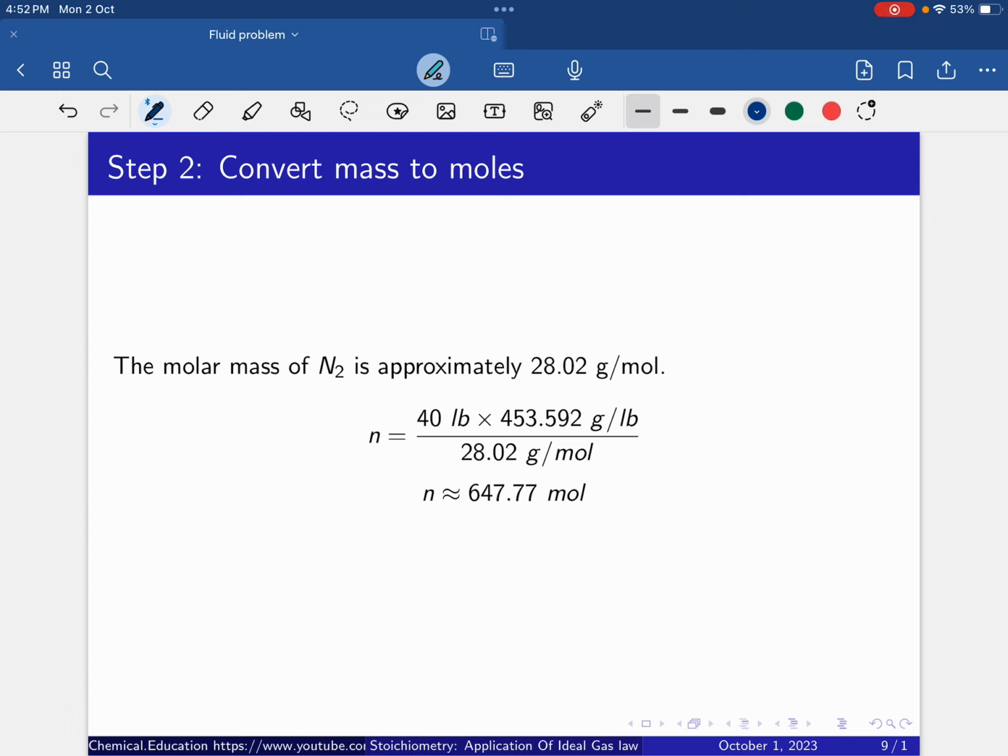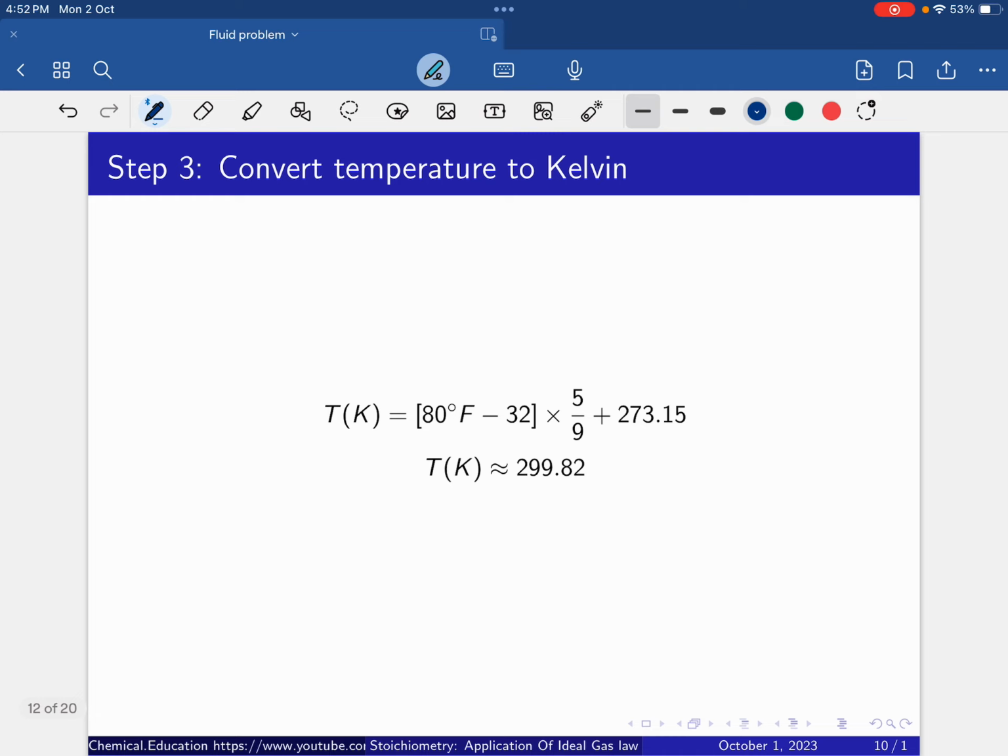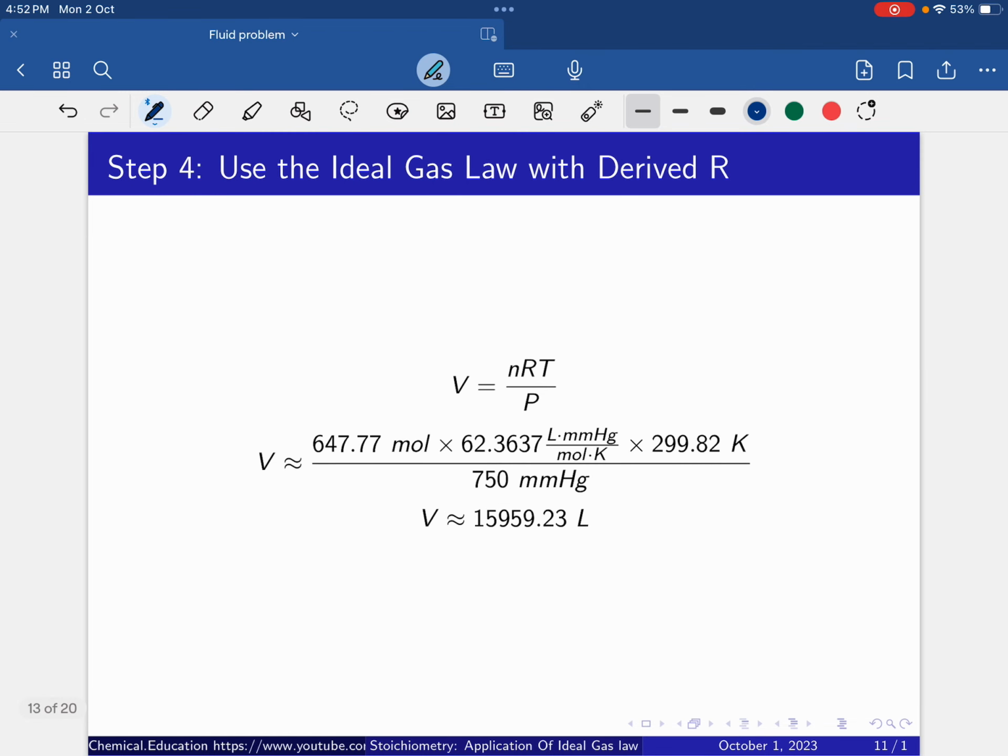Now after getting R, we again have to convert mass to mole, which we already did in the earlier slide. So n is equal to 647.77, and the temperature in Kelvin is 299.82, and then we can calculate V. So V is equal to nRT by P. Here n is this mole, R is already calculated as 62.3637 liter mmHg per mole Kelvin, T is 299.82 and P is 750 mmHg. So we don't have to convert pressure and other things.